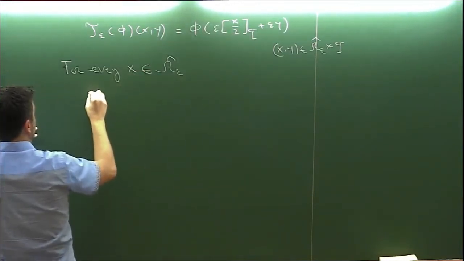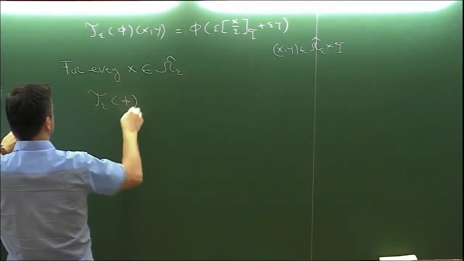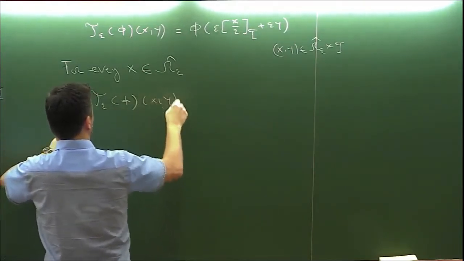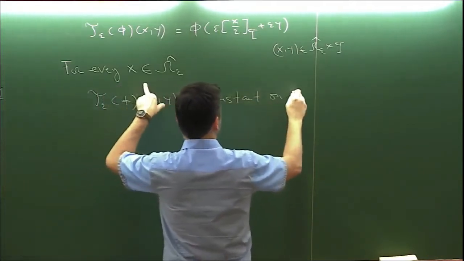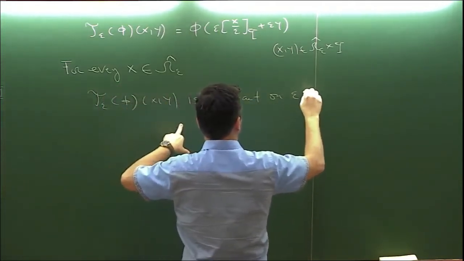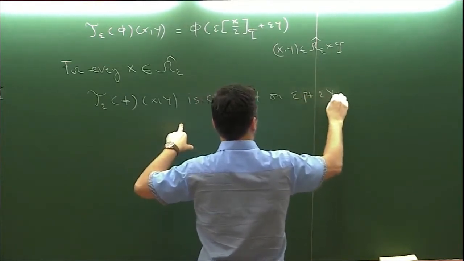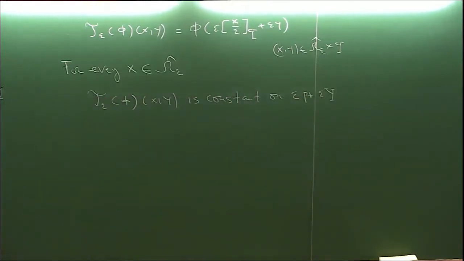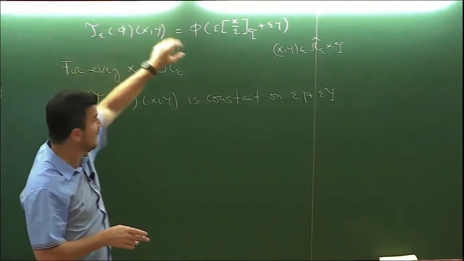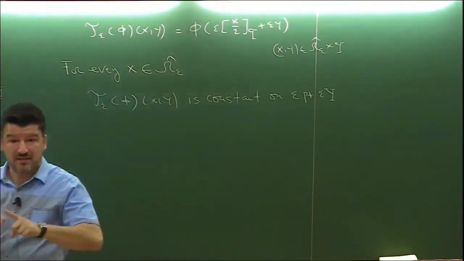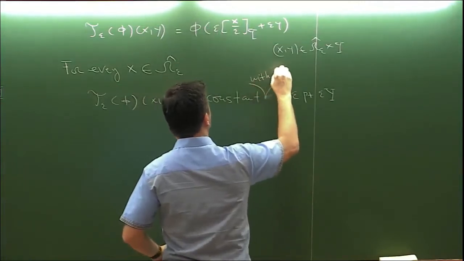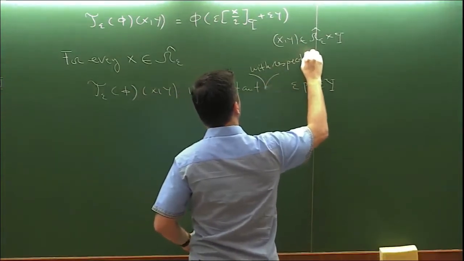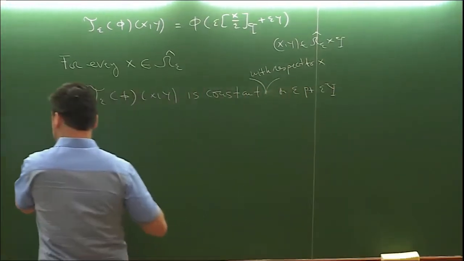So that tells me that T epsilon of phi is constant on a fixed cell, epsilon p plus epsilon y, for example. On every cell of that interior set, this operator is constant with respect to x. Constant with respect to x. Let's further explore this.